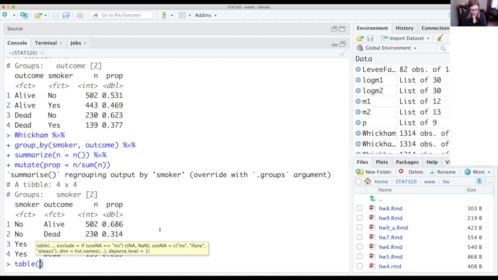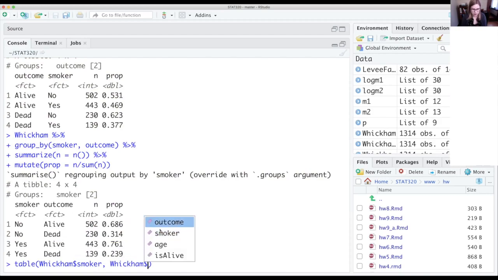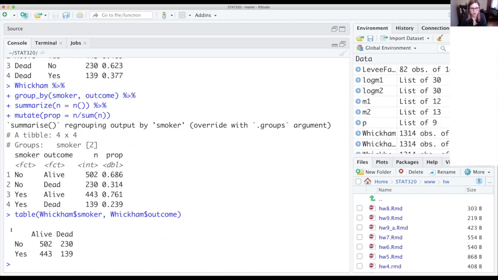So this is more of a base R way. That was the tidyverse way. You could also do a table of Wickham dollar sign smoker, comma, Wickham dollar sign outcome, for example, and then it makes a little two-way table for you. This is more of the kind of like tall format of the data. We were talking about this a little bit with ANOVA of like tall data versus wide data. This is a little bit taller, and this one is a little bit wider. And with this one, I don't know if there's a way to get it to give you the percentages. So you have to calculate it yourself.